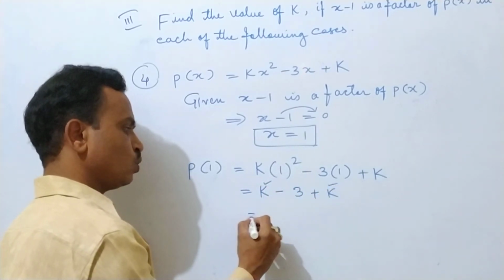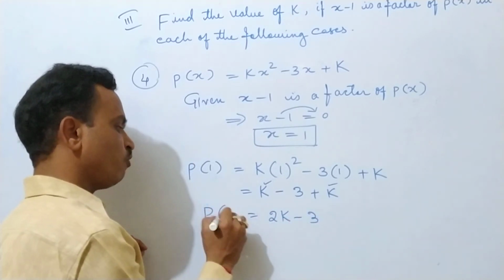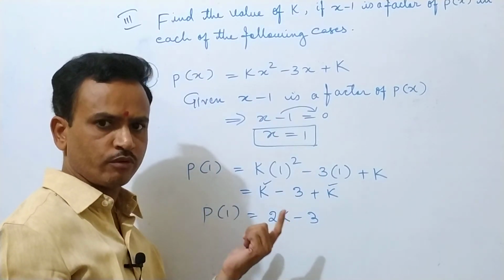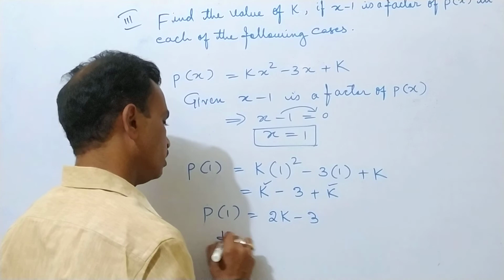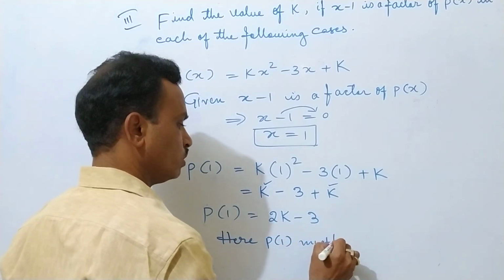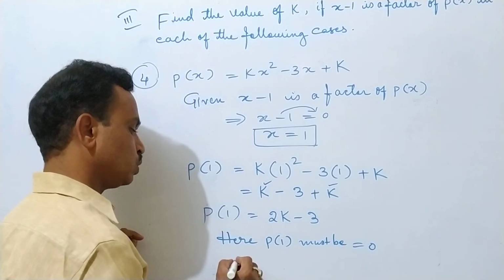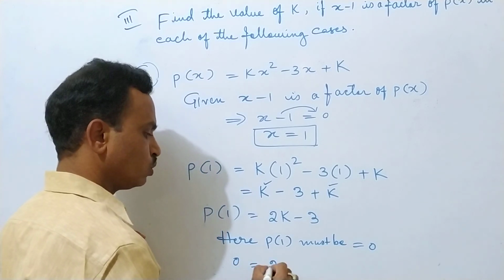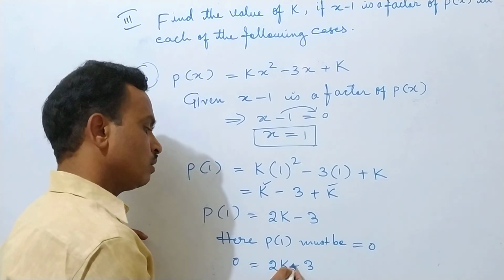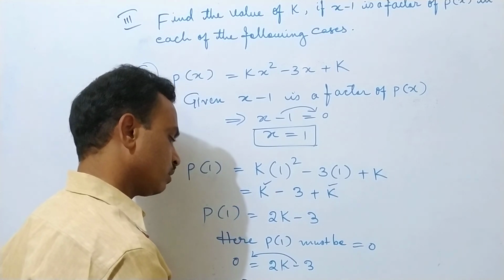K how many times here? 2 times, 2k minus 3. Now x minus 1 is a factor of P of x means P of 1 must be equal to 0. So on the LHS side we take 0, which is equal to 2k minus 3. Then minus 3 we take to the LHS side, it becomes plus 3 is equal to 2k.